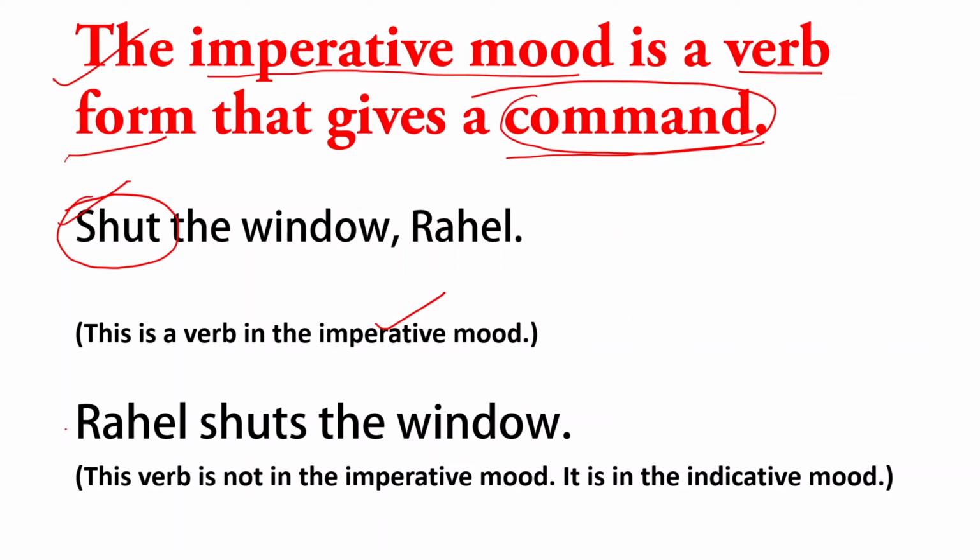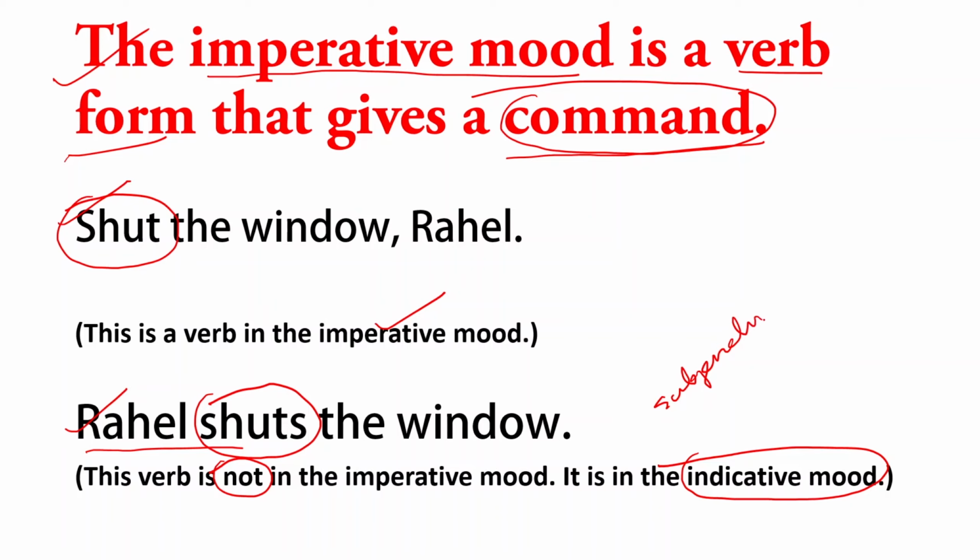Look at the second sentence. Rahel shuts the window. Here the verb shuts is not in the imperative mode. It is in the indicative mode. The other mode of the verb is subjunctive. These two modes of the verb, subjunctive mode and indicative mode, we will study in the coming video lessons.